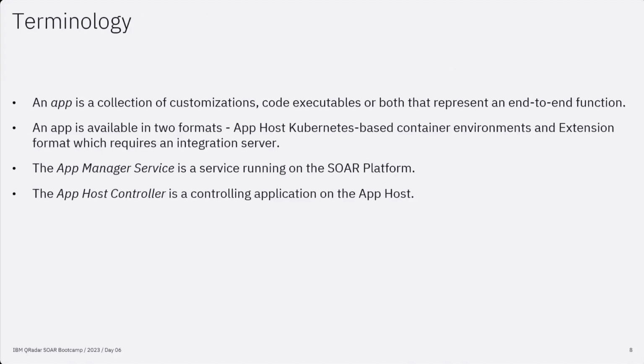Now, while dealing with app hosts and apps or applications in QRadar SOAR platform, we come across certain terminologies. Let's have a look at them. So an app is a collection of customizations, code executables, or both that represent an end-to-end function. Now, an app is available in two formats. One is AppHost Kubernetes-based container environment, and the other one is the known extension format. Now, this one requires an integration server. We'll be looking at this part in our next session.